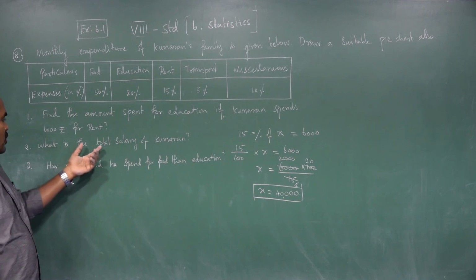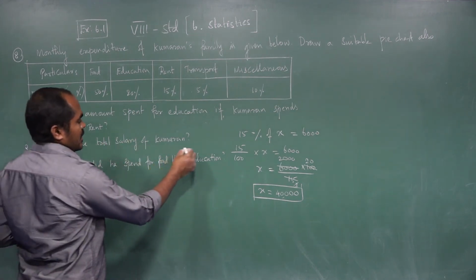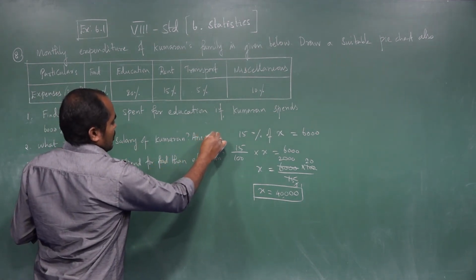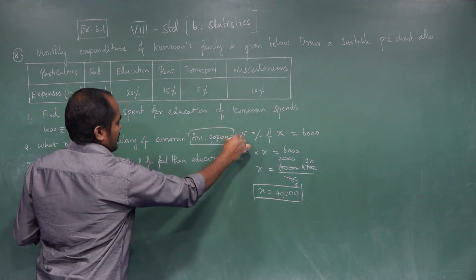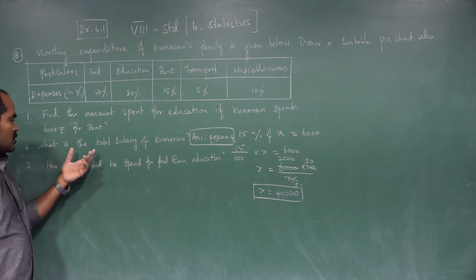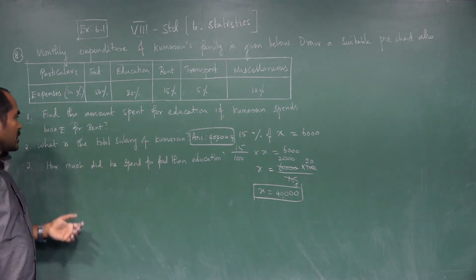So what is the total salary of Kumaran? That is second question answer, 40,000 rupees. So Kumaran's total salary is 40,000.